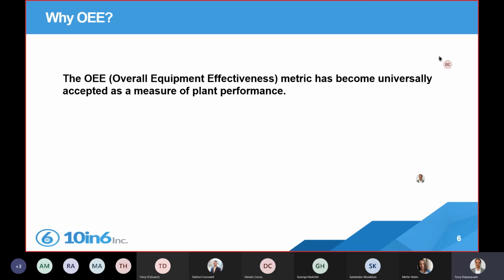And I'll just jump into today's topic and hand it over to Dennis after that. So I think as everyone on the call will know, the term OEE, overall equipment effectiveness, has become pretty standard across manufacturing and is accepted as a good measure of plant performance and how we're doing.